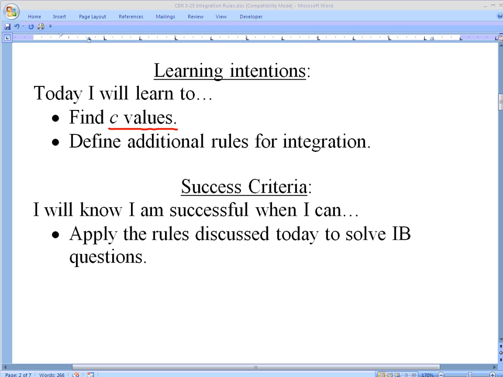C values meaning that when we do our antiderivative, there's always the possibility of a constant being added or subtracted to the end. And we're going to talk about how to find that constant or C value. Also, we're going to talk about additional rules for integration that'll hopefully make our lives easier or allow us to solve slightly more complicated problems.